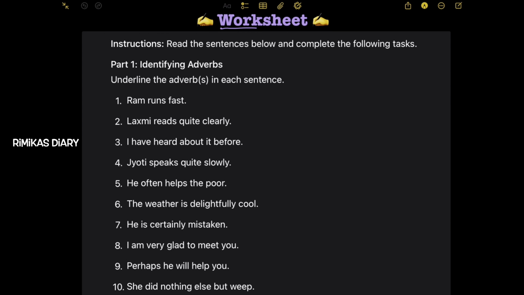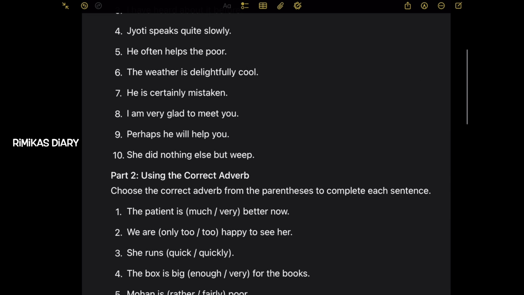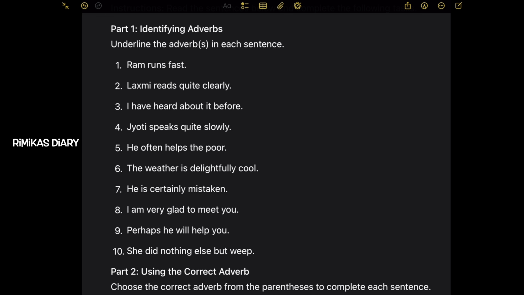Now we're going to be seeing the worksheet. So there are 4 parts in this worksheet. Instructions. Read the sentences below and complete the following task. Part 1. Identifying adverbs. Underline the adverbs in each sentence. So Ram runs fast. Lakshmi reads quite clearly. I have heard about it before. Jyoti speaks quite slowly. He often helps the poor.